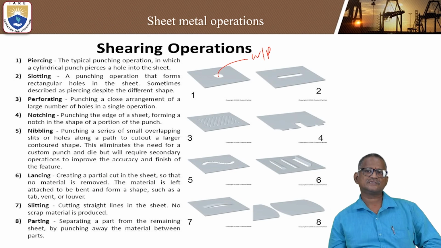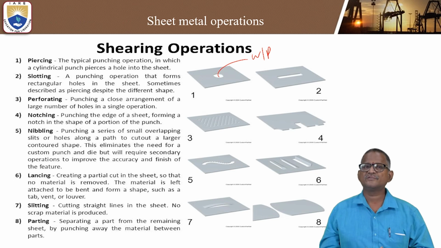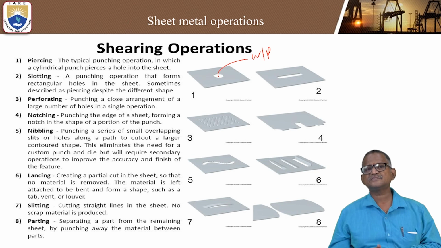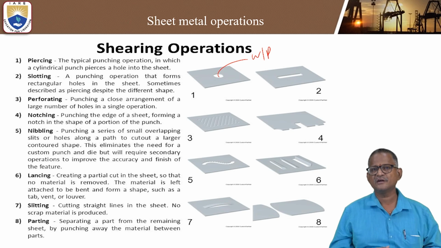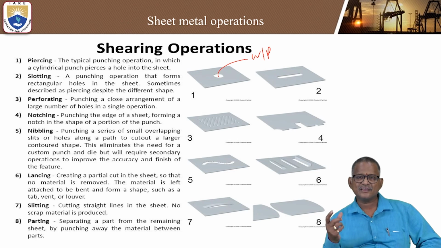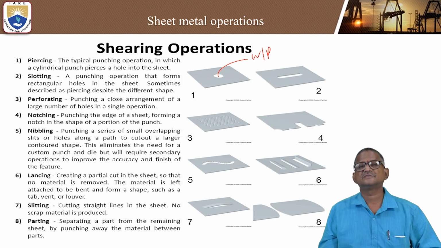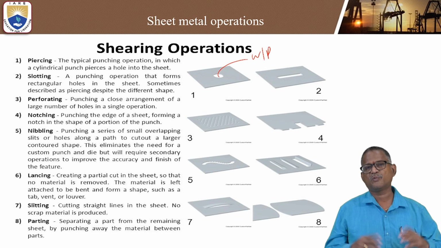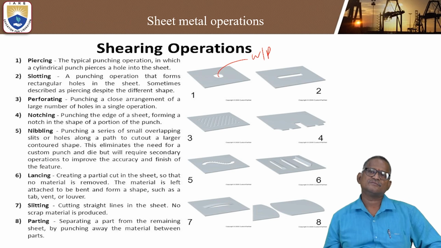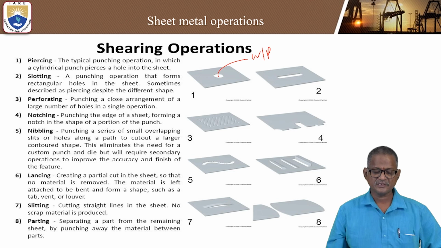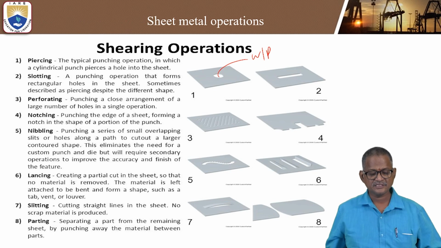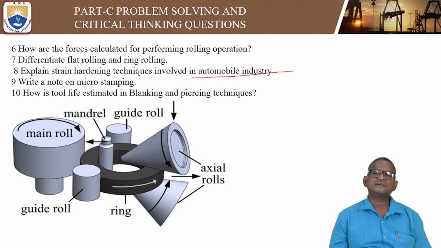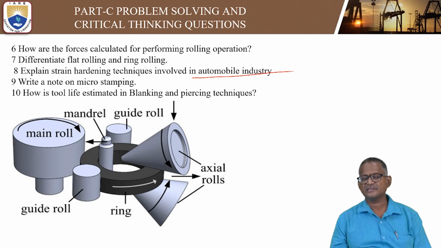These are some various shearing operations where you can perform better from the application point of view. Some slotting also will be there. Perforating means a punching operation. It also comes under punching, where a large number of holes can be made in a single operation. And then nibbling, lancing, slitting, and parting. Parting can also be done effectively, with separation of a part from the remaining sheet by punching away the material between the parts. Okay, so this is a simple critical thinking question like ring rolling, not for any other rolling.